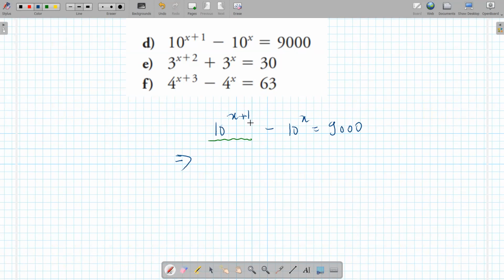10 to the x plus 1. We can break this apart. It becomes 10 to the x times what? It's 10 to the 1. And then minus 10 to the x equals 9,000. Now from the left here, can we pull something out? Do they have anything in common, the two terms on the left? 10 to the x. What are you left with if you pull out 10 to the x?